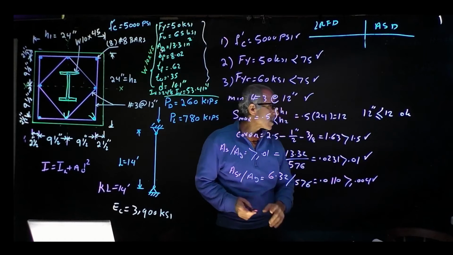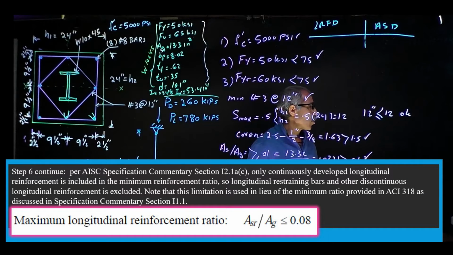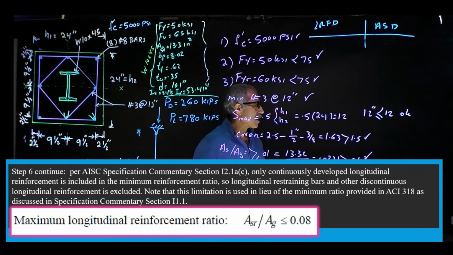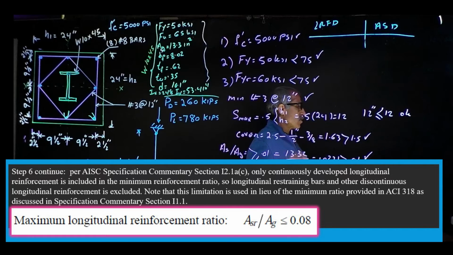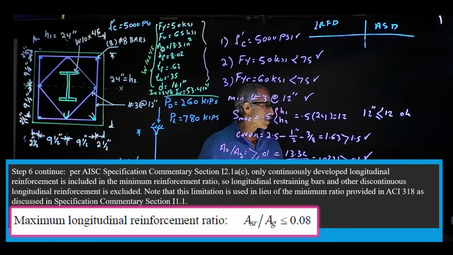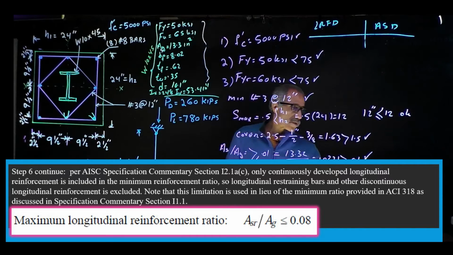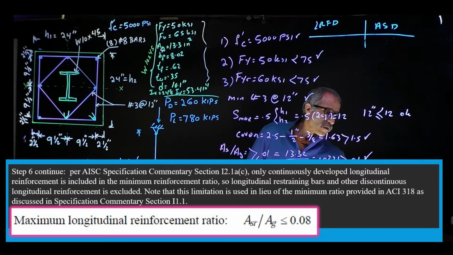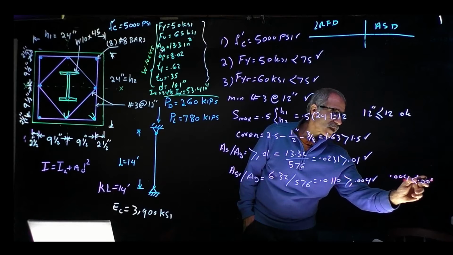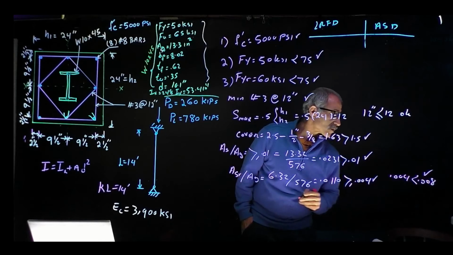We go back to the same spec, same section, I2.1. It says the total area of the rebar divided by the gross cross-sectional area, for the maximum longitudinal reinforcement ratio, has to be less than 0.08. So this number, 0.0110, is less than 0.08. We check out there also.